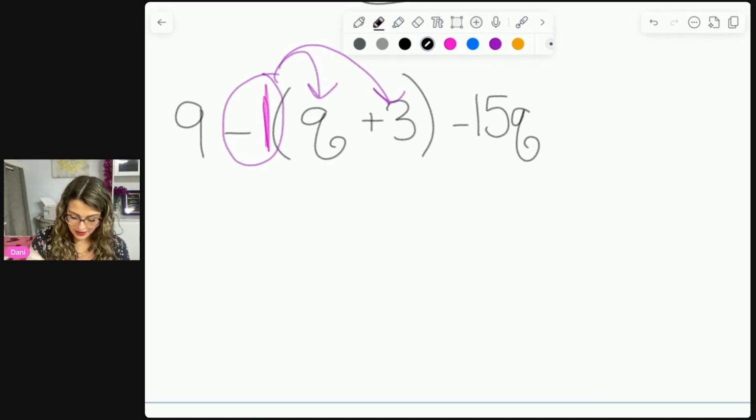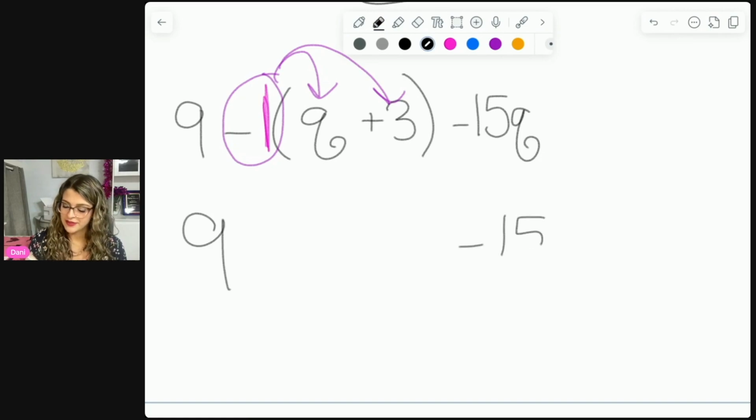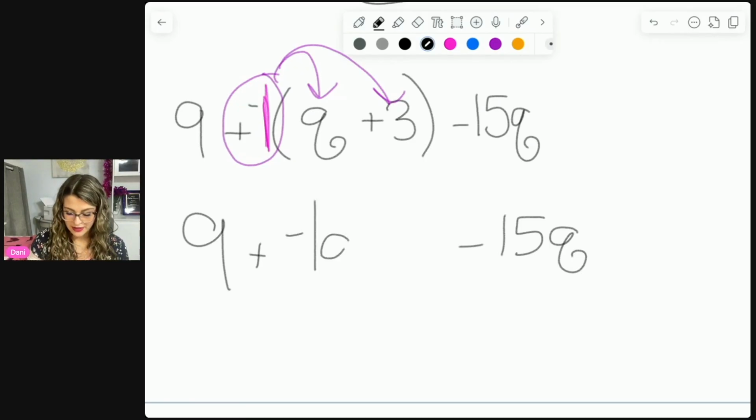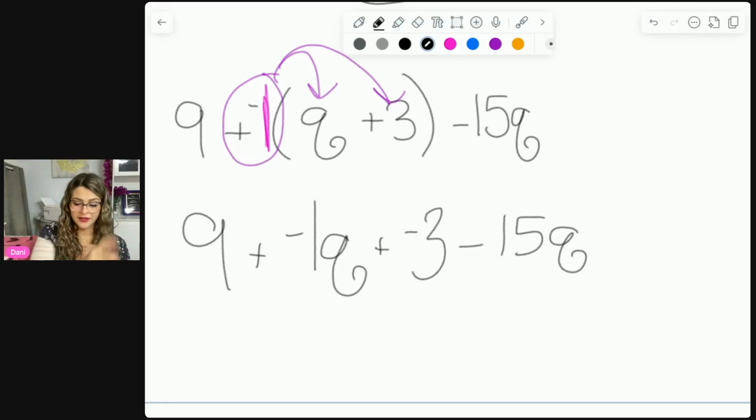Okay, so I'm going to bring down my 9. I'm going to bring down that minus 15q. Okay, so we have -1. So you can leave it as -1 or plus -1. You know, this part makes your heart sore. You do you, boo. Okay, so -1 times q. I am going to write this as plus -1q, just because that coefficient might make it a little simpler to simplify later on. Okay, and then excuse me, then -1 times 3, that's going to be plus a -3, and then I have all my other terms down.